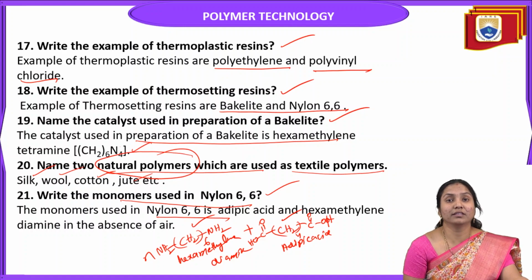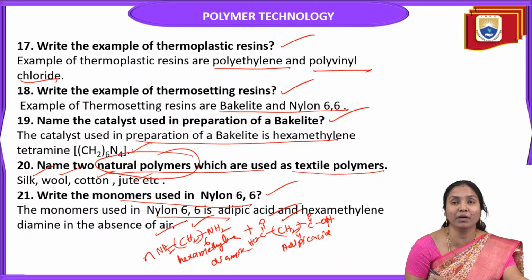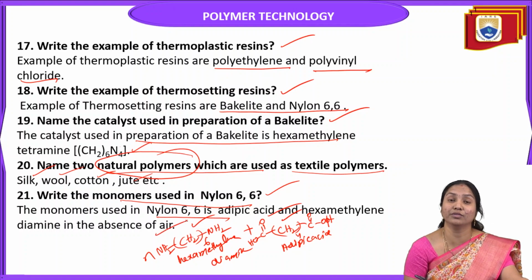So nylon 66 is prepared from hexamethylene diamine and adipic acid, which undergo condensation polymerization, then form nylon 66. These are the structures of hexamethylene diamine and adipic acid used for the preparation of nylon 66 by which type of polymerization? Condensation polymerization.